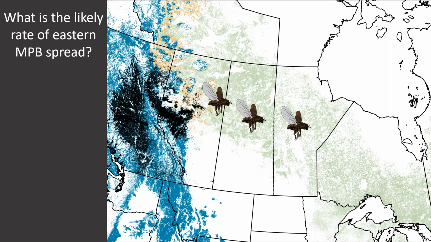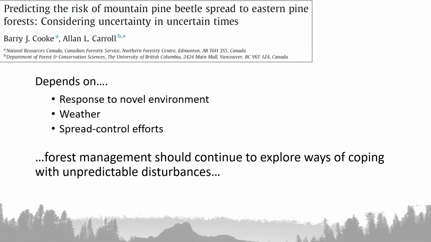What is the likely rate of spread? Is this a problem that we need to think about in 5 years, 10 years, maybe 20 years? How quickly can mountain pine beetle travel through the boreal forest into Ontario? This really depends on a lot of things, and I wish I could give you a very clear answer, but I can't. Barry Cooke and Allan Carroll did some really lovely modeling, and what they showed was that there are so many unknowns in the system, it's quite difficult to predict the spread.